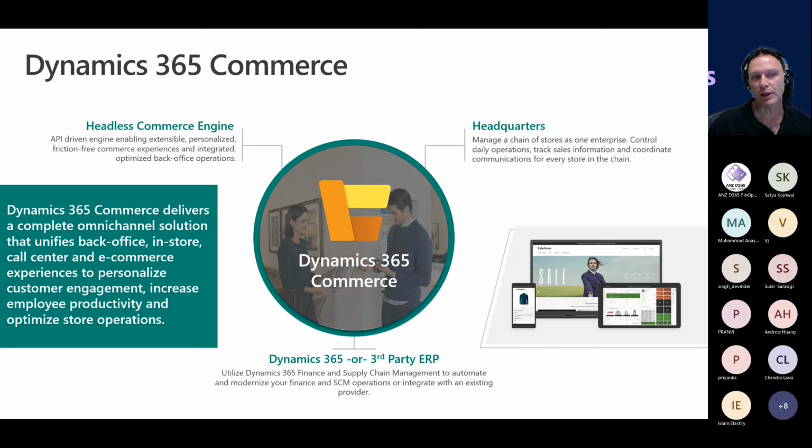On the left-hand side here, we talk about a commerce headless engine. This is our API-driven engine, where we can connect pretty much into anything. We're going to connect into headquarters, but we can also connect into other ERP solutions. For example, you might have a back end of Dynamics, but a front end might be Sitecore, Magento, Shopify, or something like that, and that's okay. Or it could be the other way around, where you've got Dynamics eCommerce at the front end, and in the back end you might have SAP or Oracle or something else. We can do that as well. And obviously, we connect into our normal Dynamics solutions, finance, supply chain, and so forth.